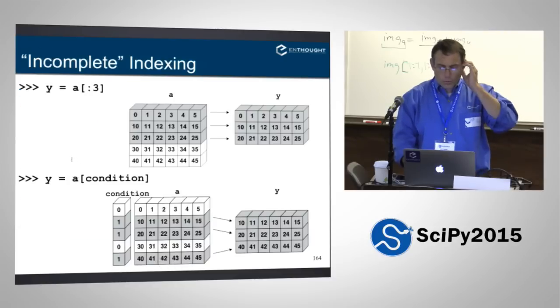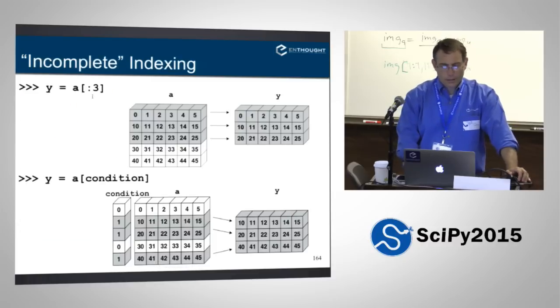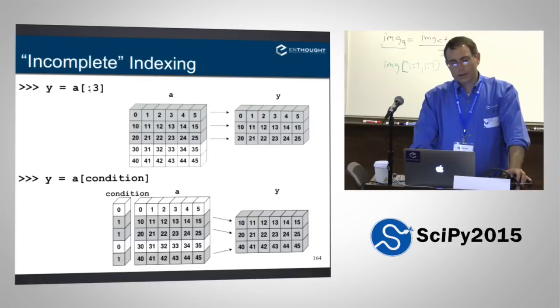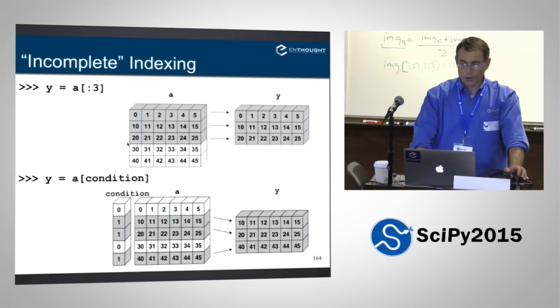What about incomplete indexing? We talked about this a little earlier. If you have a two-dimensional array and you index it with one value, then that's going to be the rows. Here we're asking for colon 3. It's actually not technically rows because this could be 3 or 4 or 5 dimensions, whatever you want. It's going to be whatever the first dimension is. Rows are the first dimension here. So it's going to select all of the columns and the first three rows.